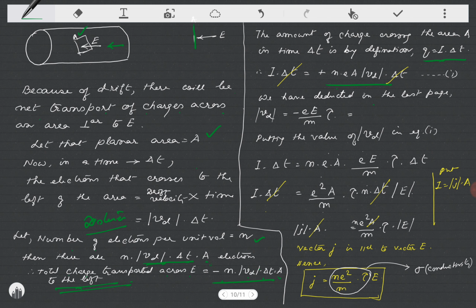So del t cancels out. Now we have deduced on the last page that the drift velocity mod of Vd is equal to minus eE by m into tau. Here e is the electron charge, E is the electric field, m is the mass, and tau is the relaxation time. Now putting the value of Vd in equation 1, in place of Vd we put this value.